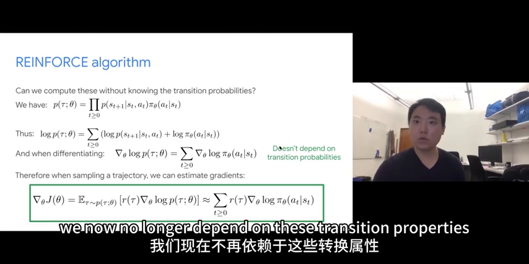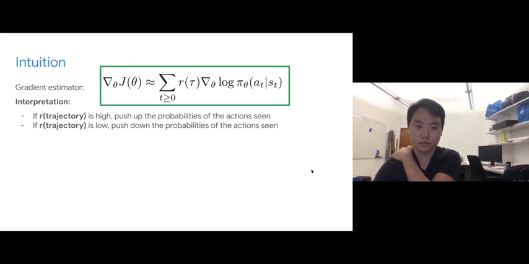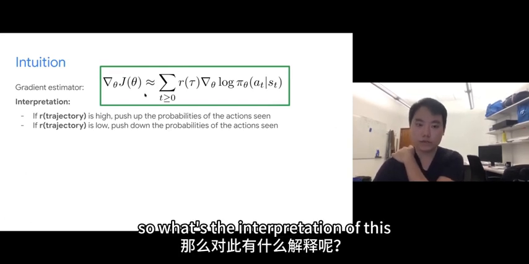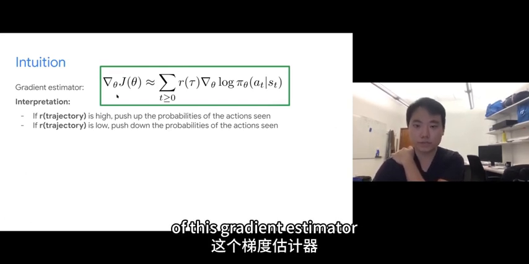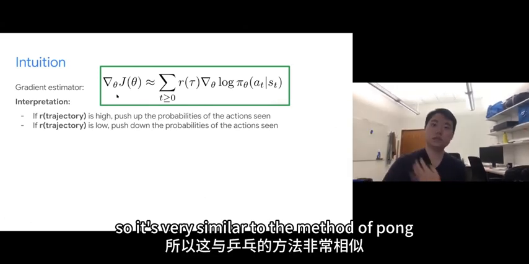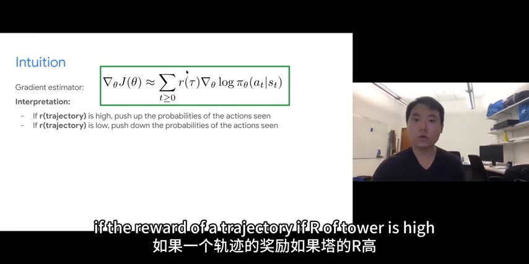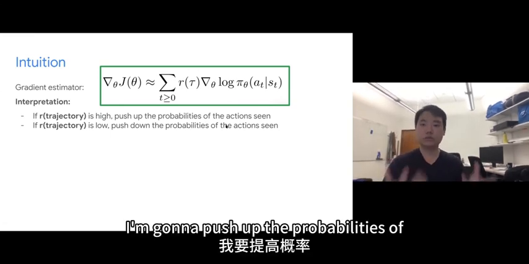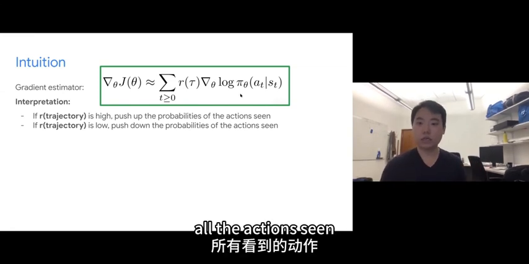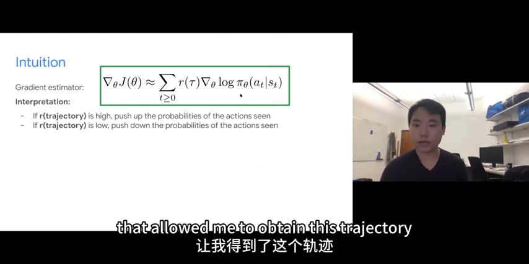And the good thing is that we now no longer depend on these transition probabilities. So what is the interpretation of this gradient estimator? It's very similar to the method of Pong that we looked at just now. If the reward of a trajectory, if R of tau is high, I'm going to push up the probabilities of all the actions seen that allowed me to obtain this trajectory.